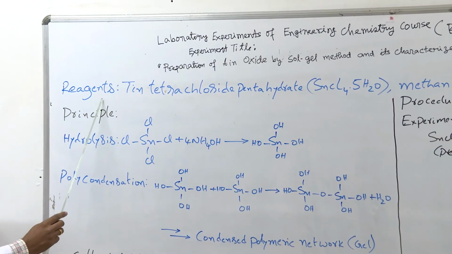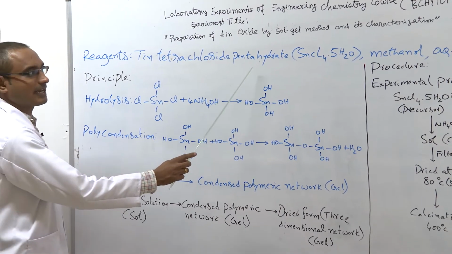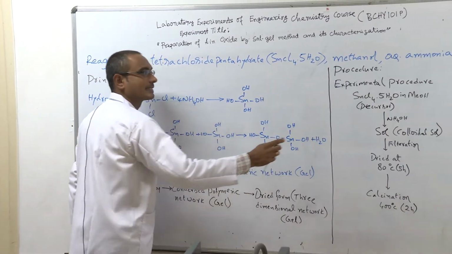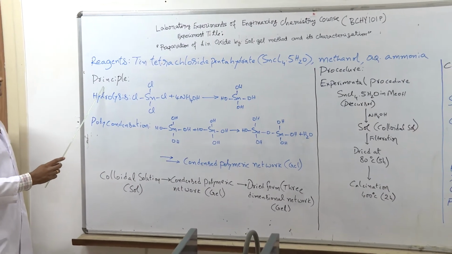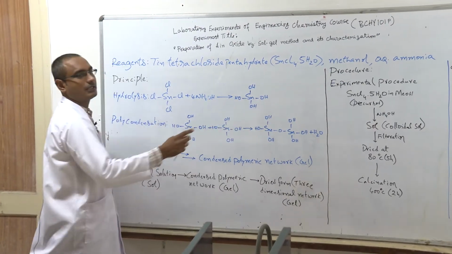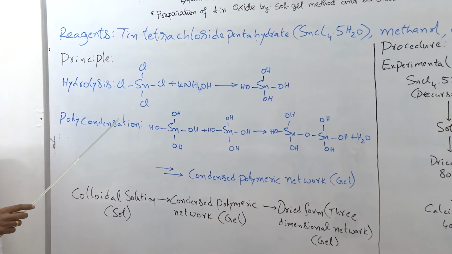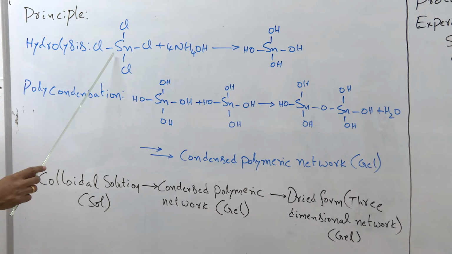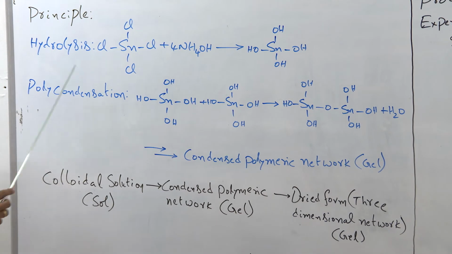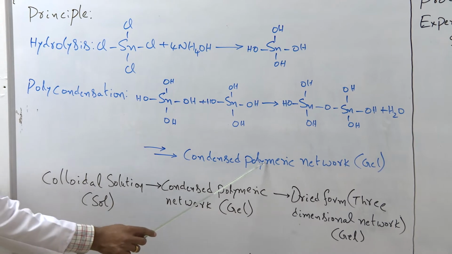First of all, we will look at what reagents we need for this particular experiment. We need tin tetrachloride pentahydrate, it is also called stannic chloride, methanol and aqueous ammonia. And coming to the principle part, we are going to dissolve tin tetrachloride in methanol. After that, we are going to add aqueous ammonia dropwise to the tin tetrachloride solution. The hydrolysis happens, the tin tetrachloride will convert into tin tetrahydroxide, and this tin tetrahydroxide will undergo condensation followed by polycondensation into a condensed polymeric network.